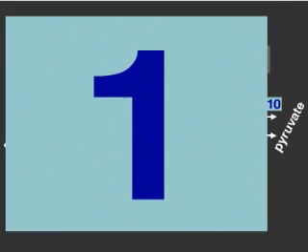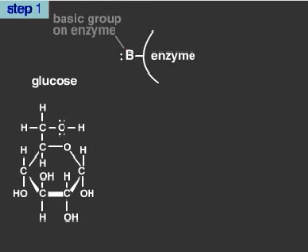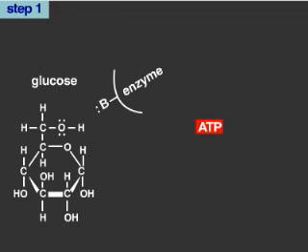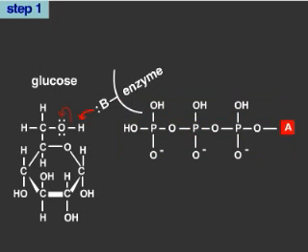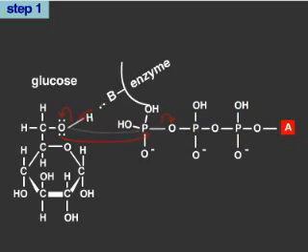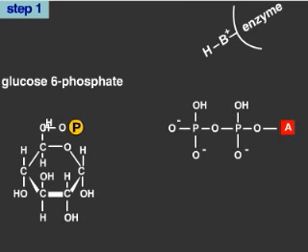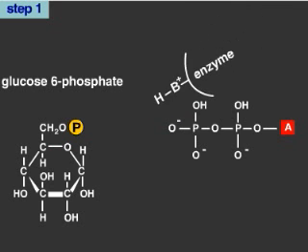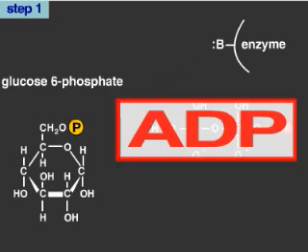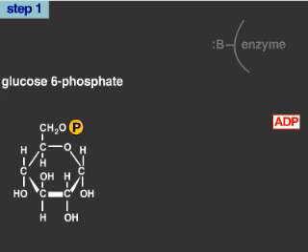In the first step, the enzyme hexokinase uses ATP to phosphorylate glucose. This investment of energy primes glucose for energy-releasing reactions later in glycolysis. The resulting molecule is glucose 6-phosphate. ADP is released. This first step of glycolysis is irreversible.